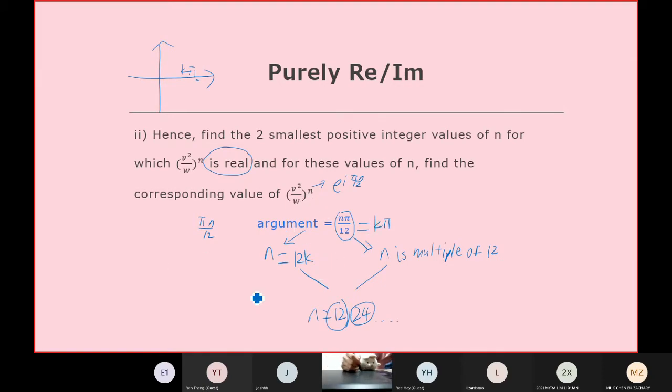So we substitute back. For 12 we have e^(i pi), for 24 we have e^(i 2 pi). This will give us minus 1, and this will give us 1. e^(i pi) is on the negative real axis, and 2 pi is just nicely 1.